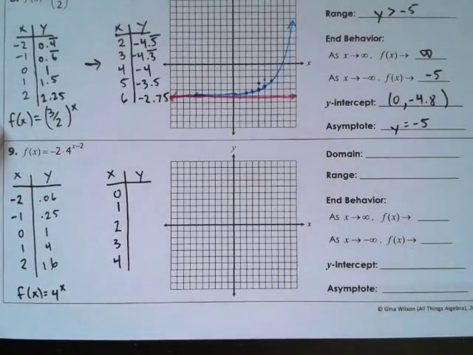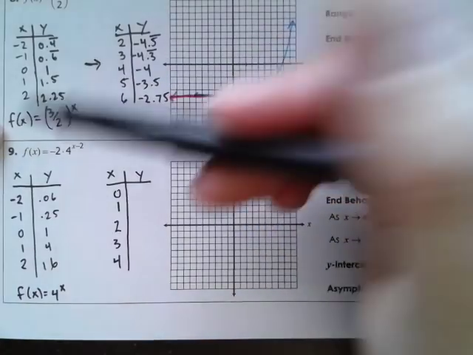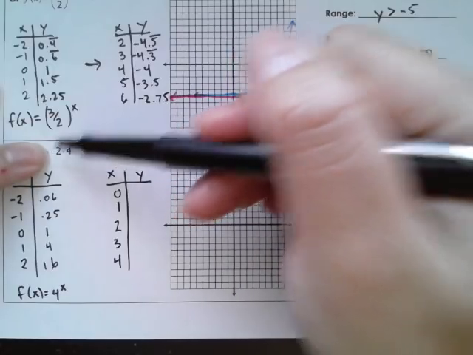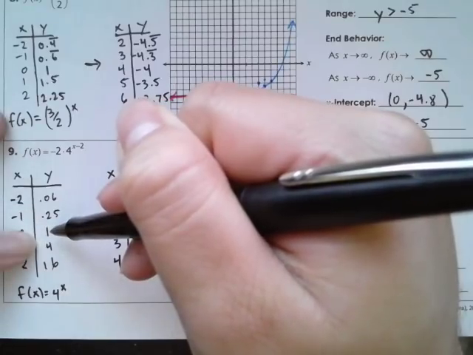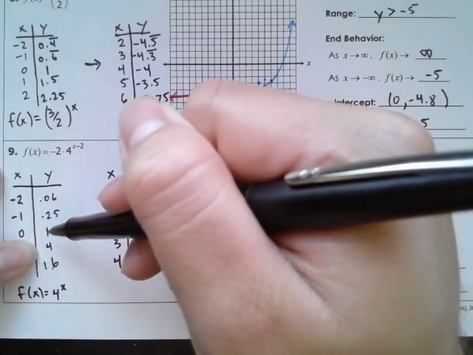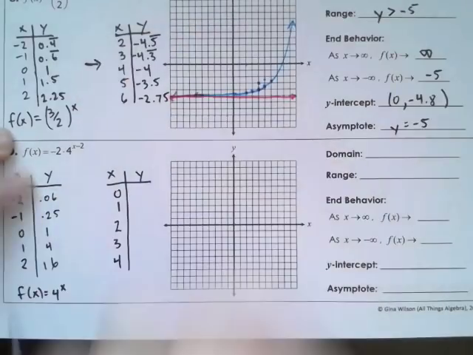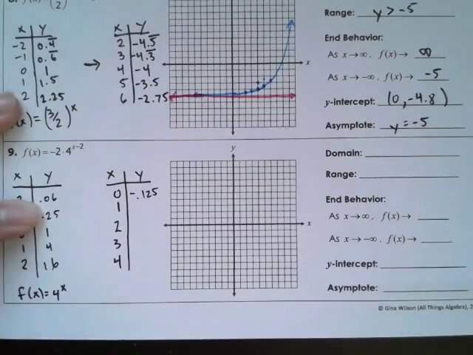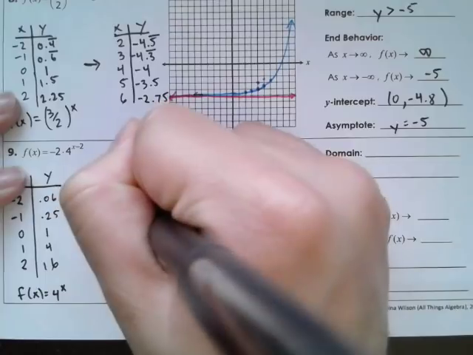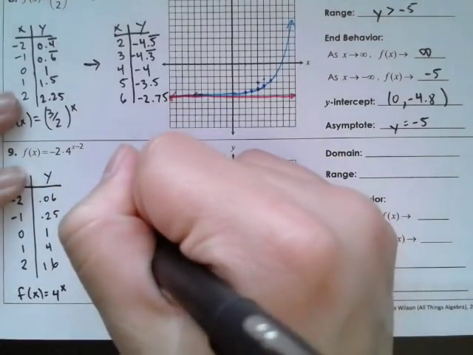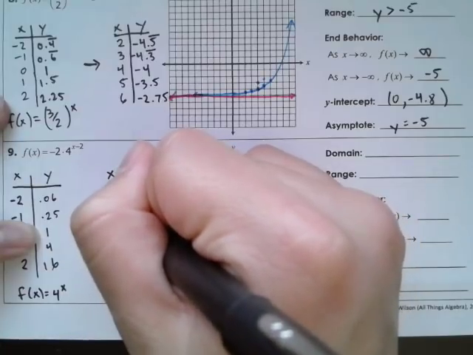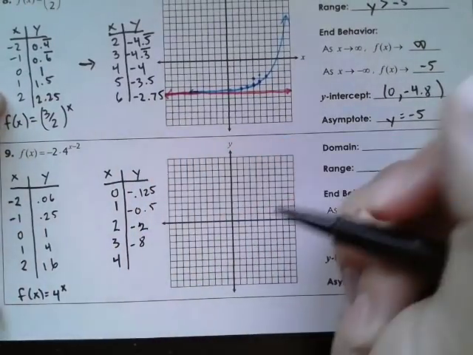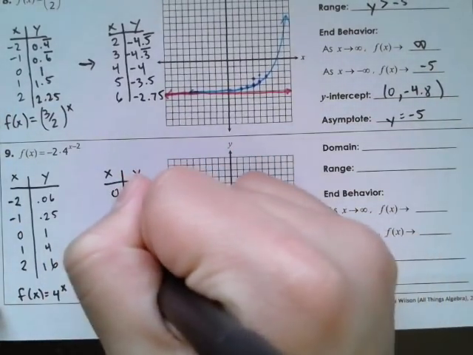Now for my y's, okay, I have a vertical stretch of the absolute value of the leading coefficient here, so it's 2. So for each of these here, I'm going to multiply by negative 2. Okay, so 0.06 becomes negative 0.125. 0.25 times 2, I get negative 0.5. 2 times negative 2, I get... 1 times negative 2, I get negative 2. 4 times negative 2, I get negative 8. And then 16 times negative 2, I get negative 32.